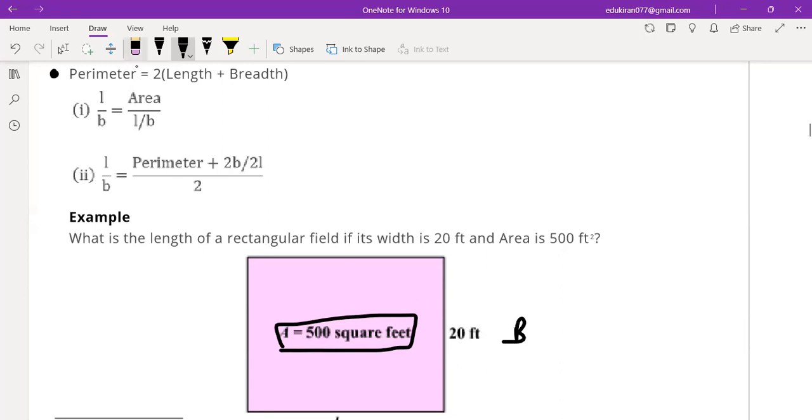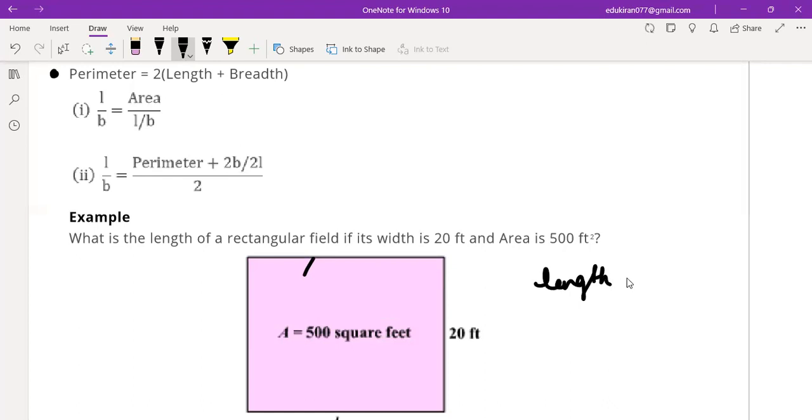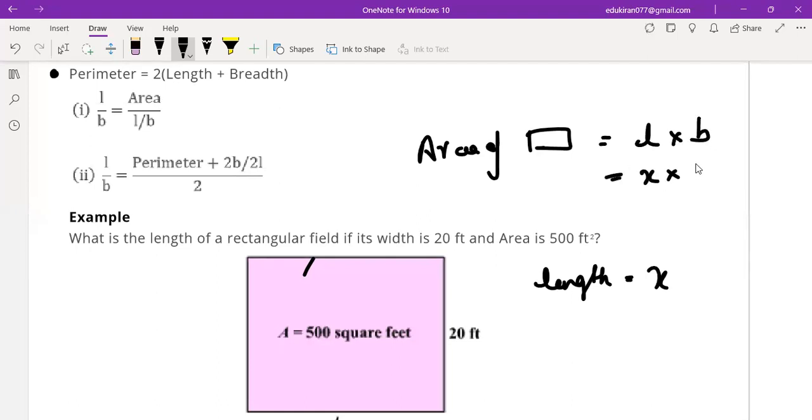Twenty feet. Yes, ma'am. I want you people to try it. Let's take length equals x. You have already solved simple equations, right? So length, you are taking x. Write area of rectangle equals what? Tell me. Area of rectangle is L into B, in feet. L is x, this is 20. Area is given 500. Can you find the value of x now? Try it and tell me the answer.